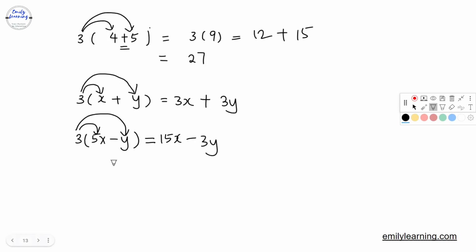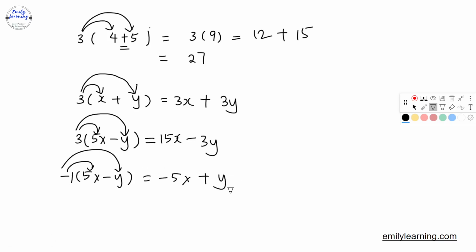What if I have negative bracket 5x minus y? If you have a negative outside without a number, it just means negative 1. So if you take negative 1 multiplied by 5x, you get negative 5x. If you take negative 1 multiplied by minus y, you get plus, because minus minus becomes plus, so you get plus y.